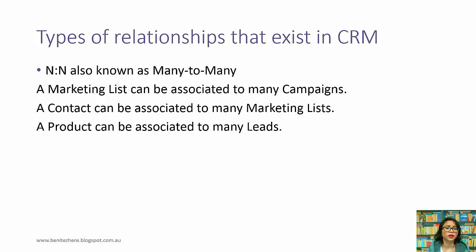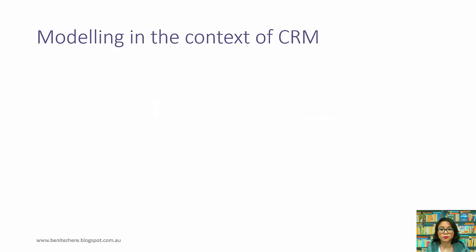And then finally we have the many-to-many native relationship that exists in CRM. Here are some many-to-many relationships from out of the box records. A marketing list can be associated to many campaigns. You have a contact that can be associated to many marketing lists, and you have a product that can be associated to many leads. Okay, so here's the fun part in terms of modeling in the context of CRM.